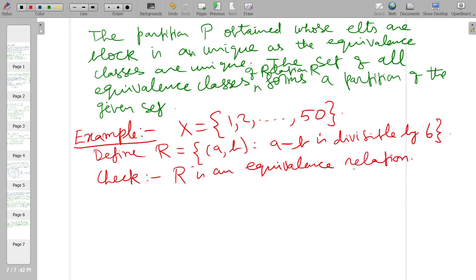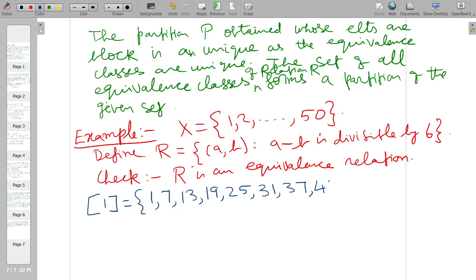So now what I have to do is find the equivalence classes. Now I find the equivalence class of 1, which will be 1, 7, 13, 19, 25, 31, 37, 43, and then 49.